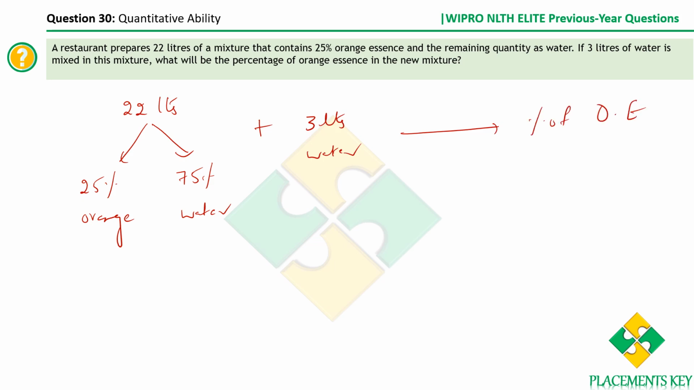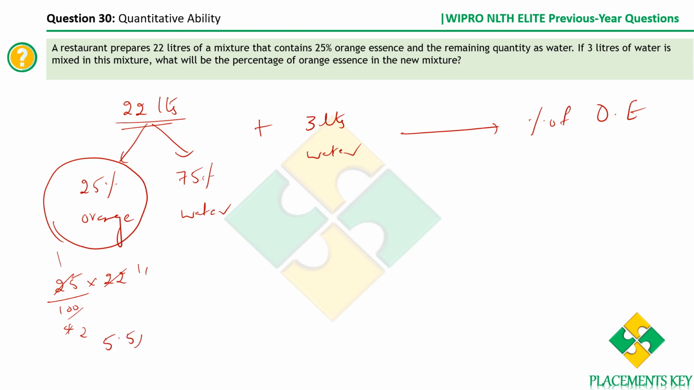Now let's first see how much orange essence is there initially. We know that it is 25%. So 25% of what? 25% of the total 22. So initially the amount of the orange essence is 25% of 22. So 1 by 4 into 22. So 2 2s, 2 11s. So initially 5.5 liters of orange essence was there.